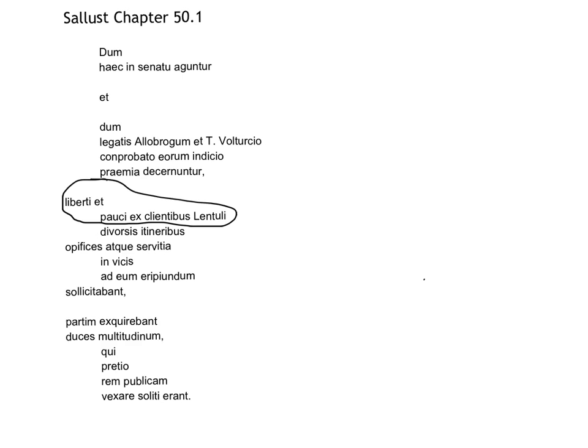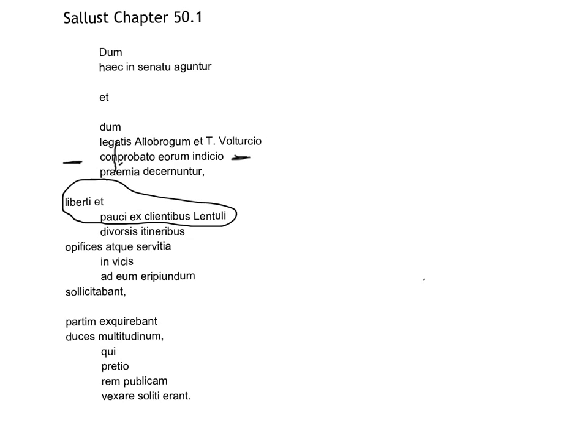All right, before you run for your dictionary, I know that some people are having issues with the vocabulary here on comprobato eorum indicio. What is the root of comprobato? Because if we take the suffix and knock off the con, we have probato. Hopefully somebody can figure out what that root is to help us determine what this word means.